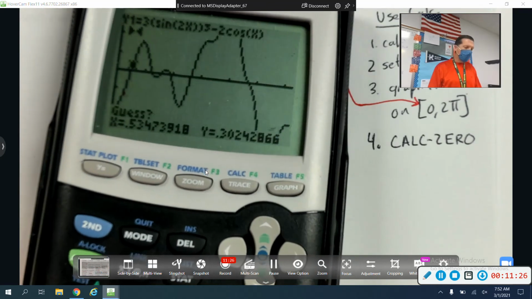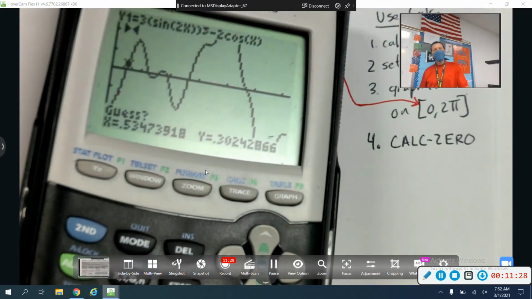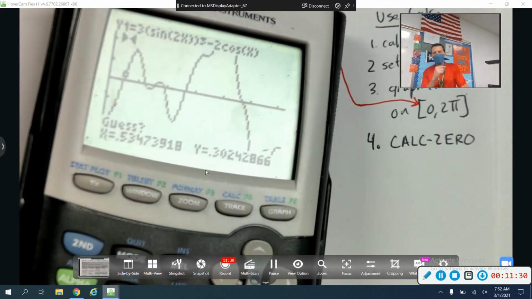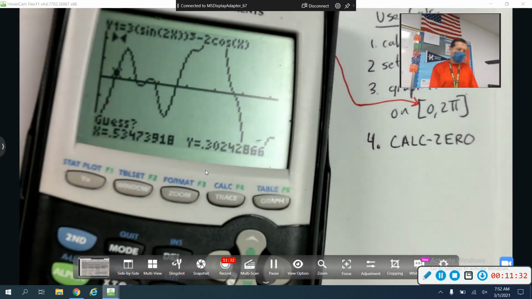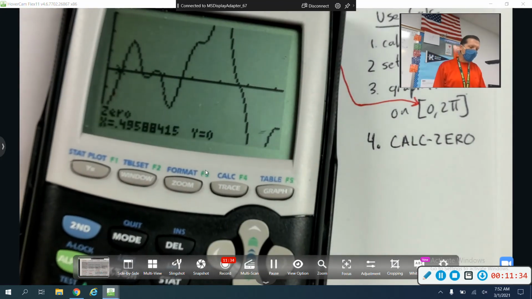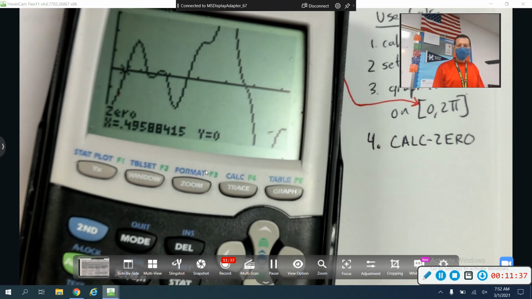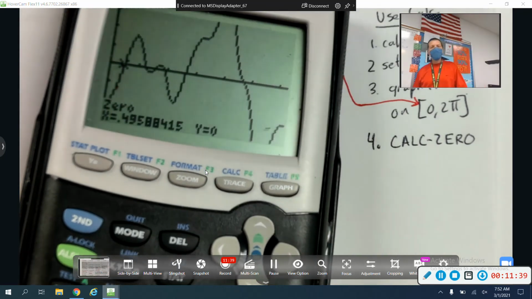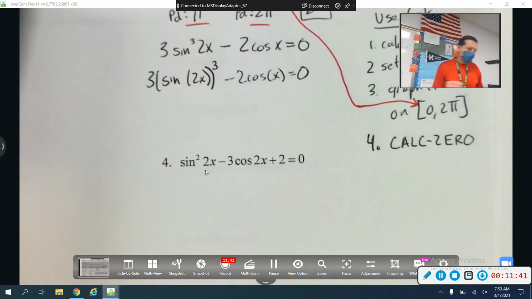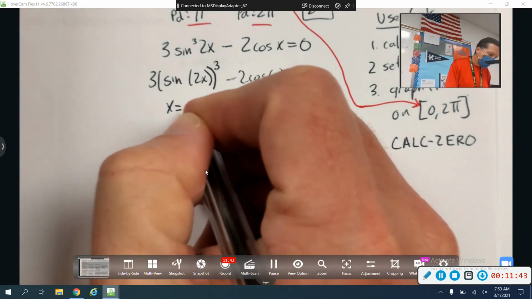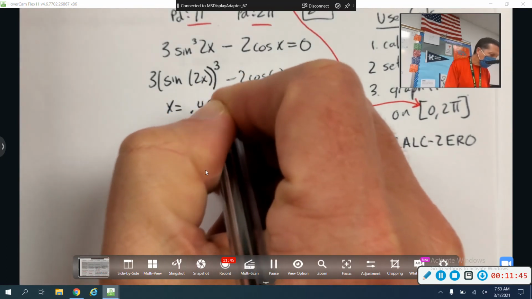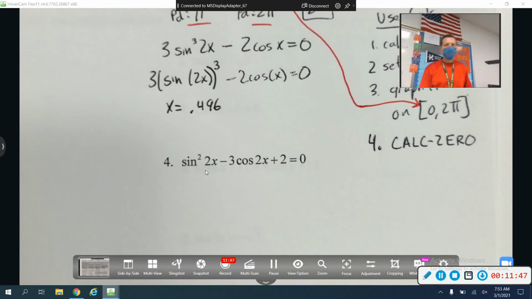Press enter again, and then it says guess. You can just hit enter again. If you want to try to go get closer, that's fine, but you can just hit enter again. And then the calculator does a little bit of thinking and figures out where that 0 is. So there's our first answer. And it says 3 decimal places, so 0.496.